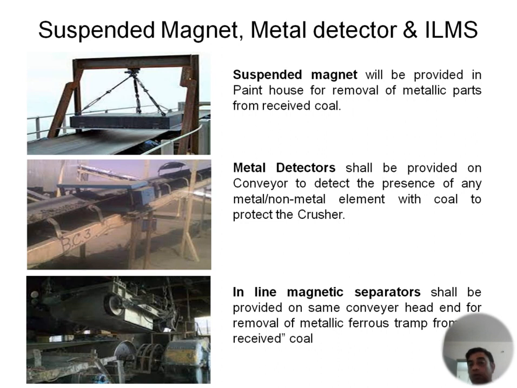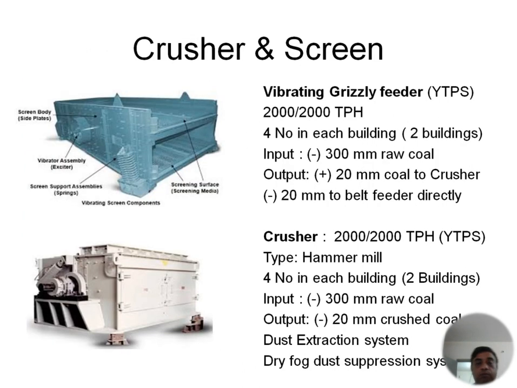Metal detector is also installed on the conveyor to detect any metallic or non-metallic element in the coal, because these elements can damage the crusher. So these have to be eliminated before feeding the coal into the crusher. Inline magnetic separator is also installed on the conveyor head end for removing the metallic tramp from the coal. This coal will be fed into the crusher for crushing the coal.